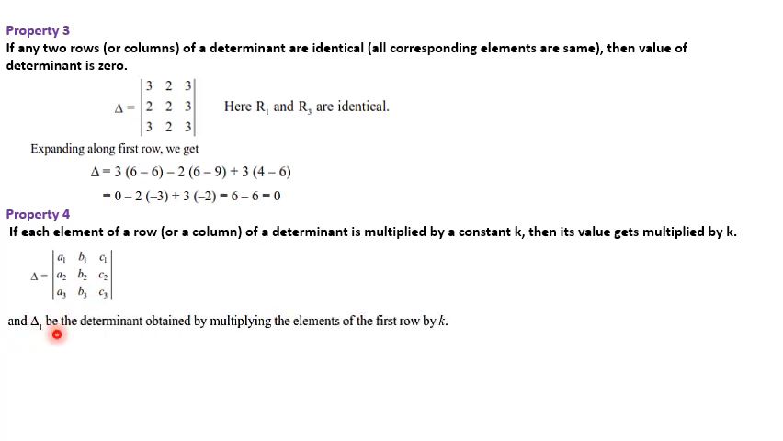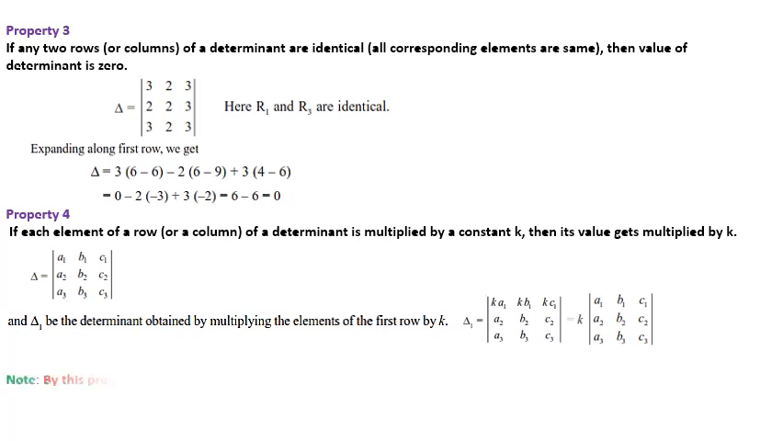Here I'm taking another determinant, delta 1. What I'm doing is just multiplying the elements of the first row by k. So the resultant determinant delta 1 is equal to, in this determinant, I'm multiplying k throughout the first row: ka1, kb1, kc1, a2 b2 c2, a3 b3 c3. Since I have multiplied throughout the first row, I can take k outside, that is k into that particular determinant, a1 b1 c1, a2 b2 c2, a3 b3 c3.